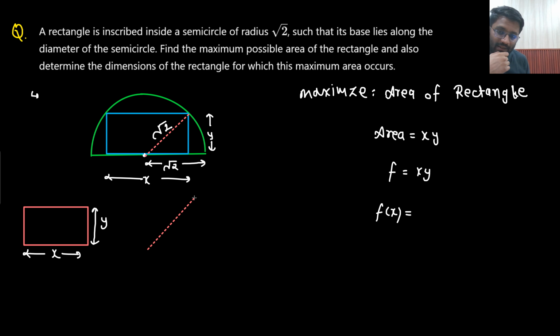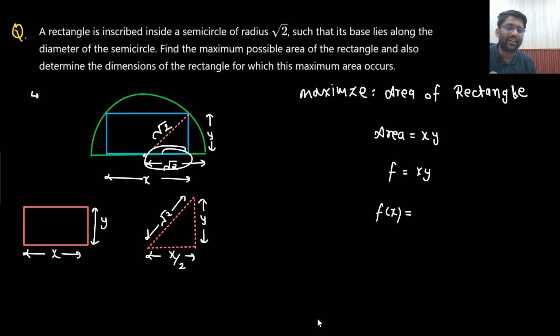Then what I thought: here this length is y. Here I can see a triangle. Which triangle can I see? This particular triangle. This length is under root 2, this length is y, and this length is x by 2. Now did you understand why I was assuming this as x? So that the calculation would be easier.